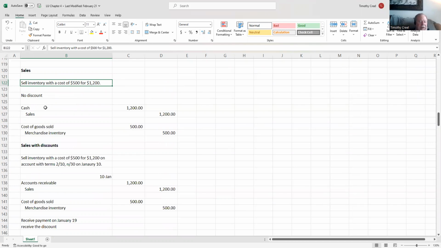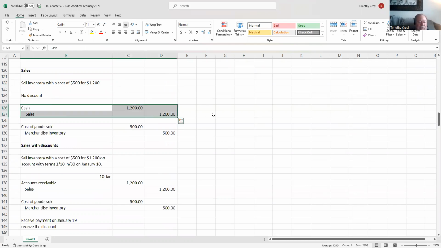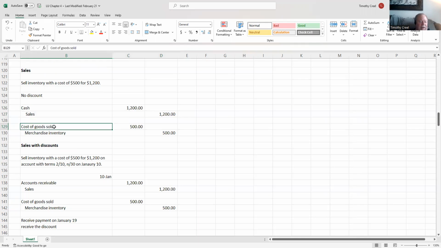Whenever you make a sale, you record the sale. So we debit cash, we credit sales. Then we would record the cost of the merchandise. Notice here that we're debiting cost of goods sold and we're crediting merchandise inventory. This is basically how we would record the sale: two entries, record the sale, and take the merchandise out of inventory.